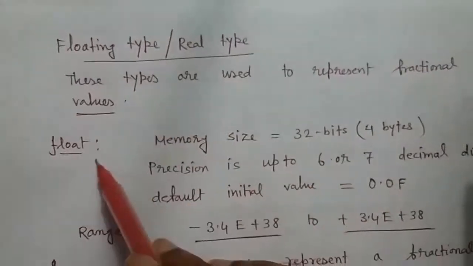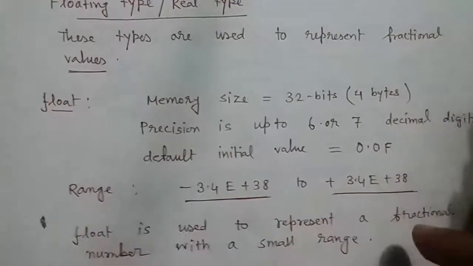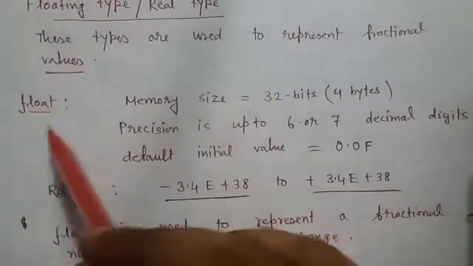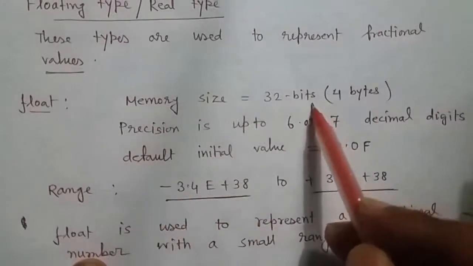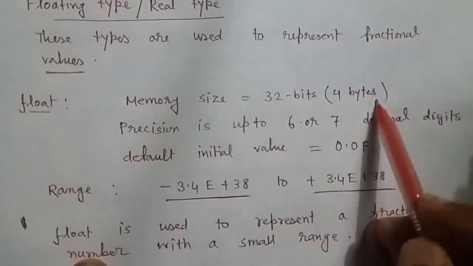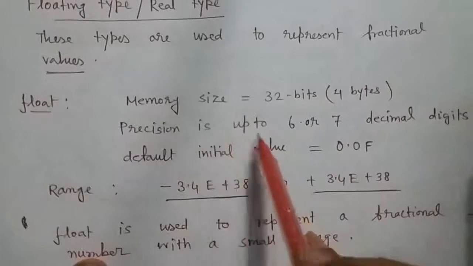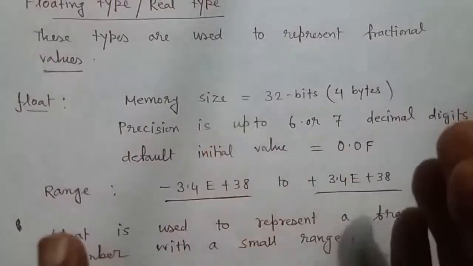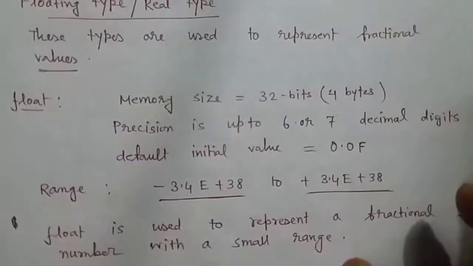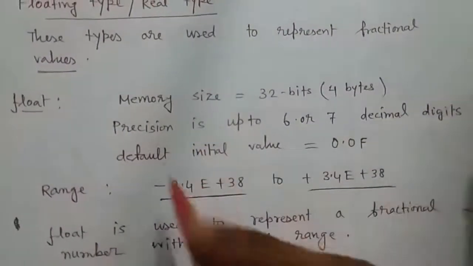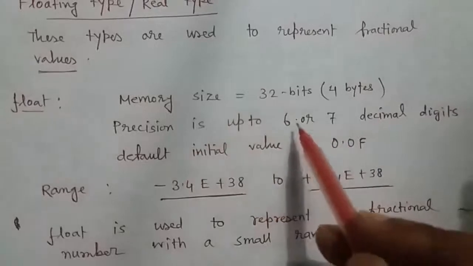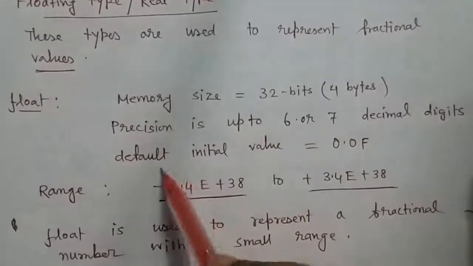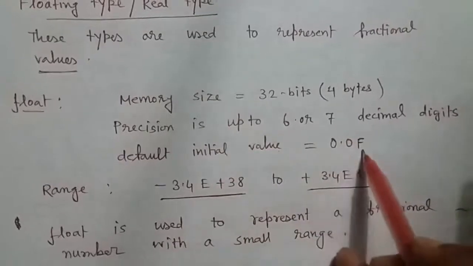Number one is float. So you need to know the memory size. What is the memory size occupied by a variable of float data type? That is 32 bits, means 4 bytes. Precision is up to 6 or 7 decimal digits. Precision means the accuracy, the level of accuracy, and the level of accuracy in case of float type is up to 6 or 7 decimal digits. Default initial value is 0.0f.